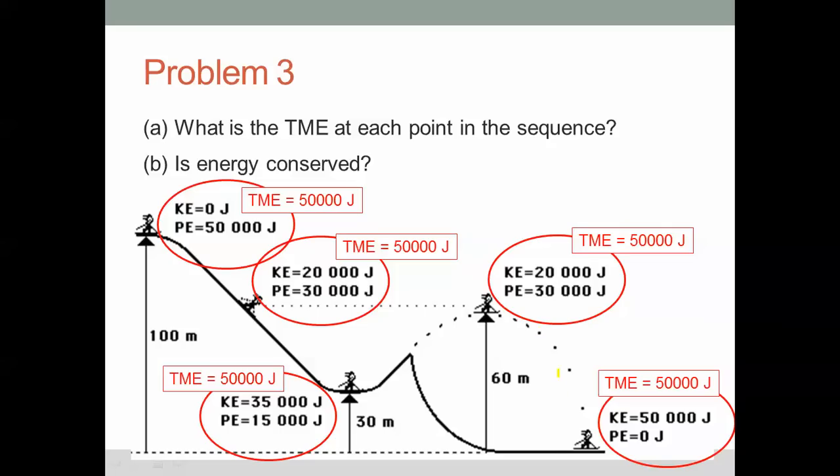When she gets to the very bottom, she shouldn't have any more potential energy because her height is 0. And she should have all kinetic energy. But the sum of energy didn't change. Even though it changed from one form to another, the total mechanical energy stayed the same. So is energy conserved? Yes. The total mechanical energy is conserved. It doesn't change.